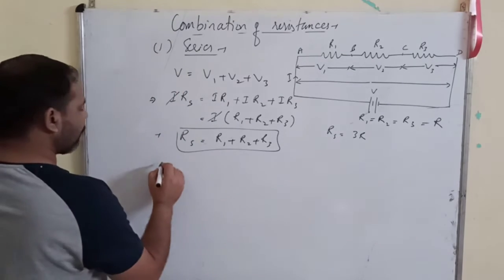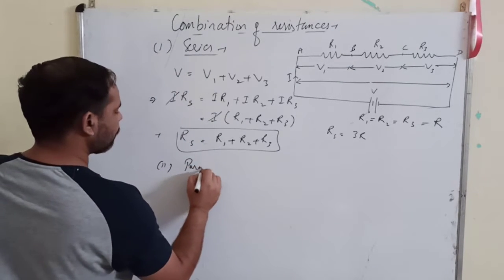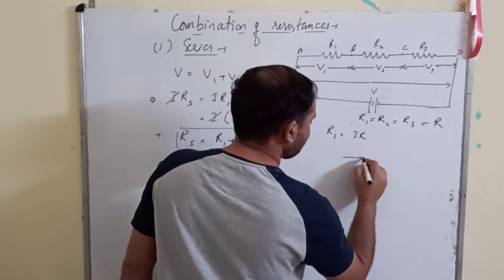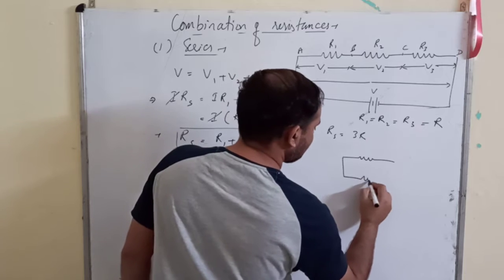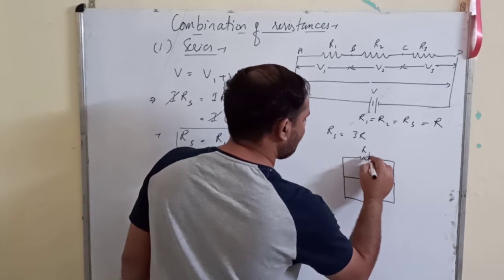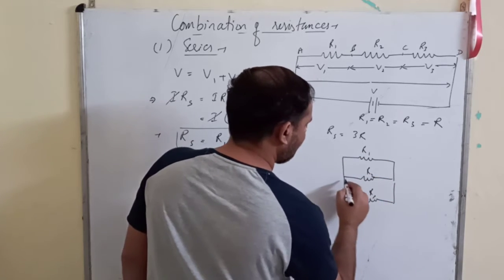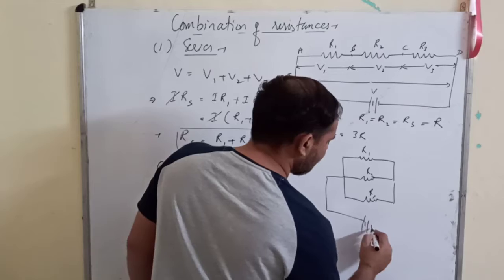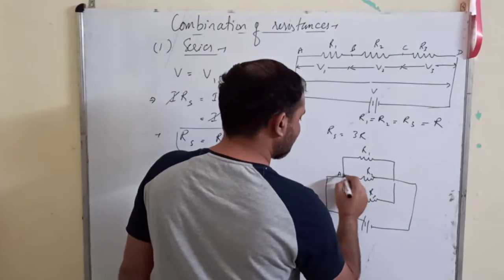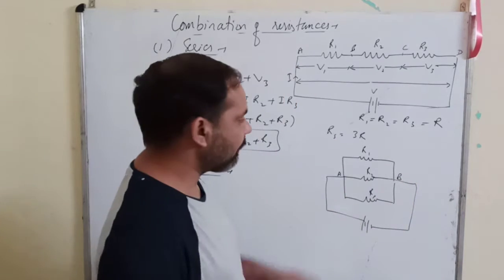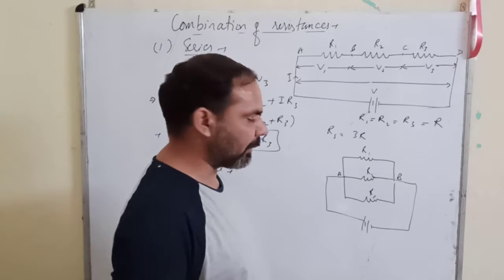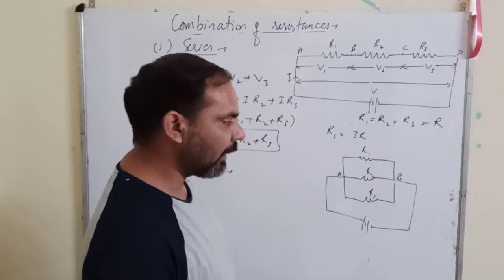Now next is parallel combination. Parallel combination is R1, R2, R3, suppose we have connected like this. You can see that if this point is A and this point is B, then R1 is connected in between A and B. R2 is also connected between A and B. R3 is also connected in between A and B.